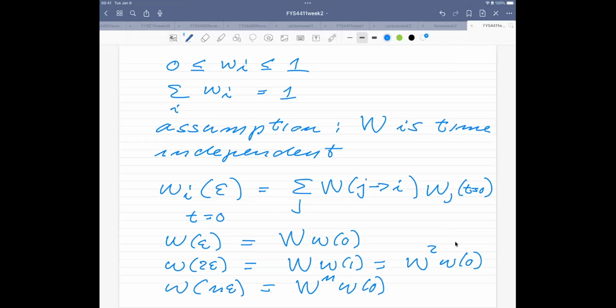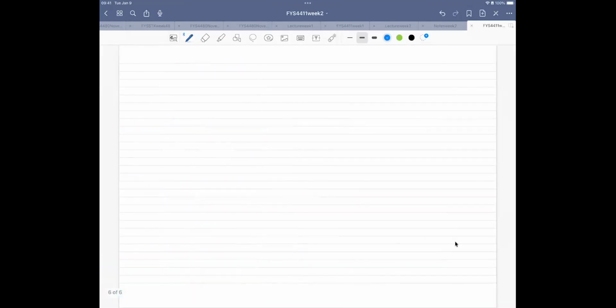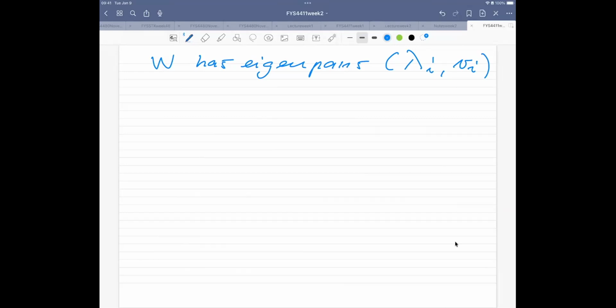And this is n times this epsilon, which we are later going to just put to 1 for simplicity. So you can think of that as a kind of scaled time step. One thing which we should also keep in mind now, since we have called this a stochastic matrix, is that it has eigenpairs, which we are going to label with a lambda of i and a vector v of i. So v of i is the eigenvector. What it means is that when W is acting on a state v of i, this is the same as lambda of i times v of i.